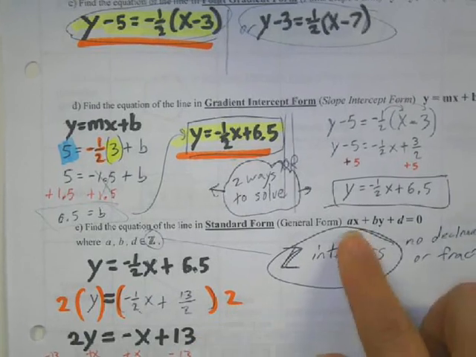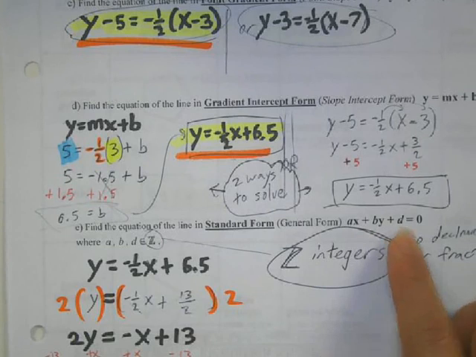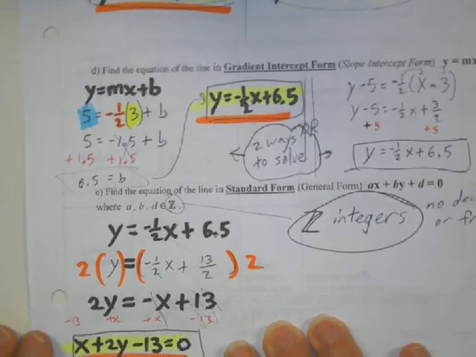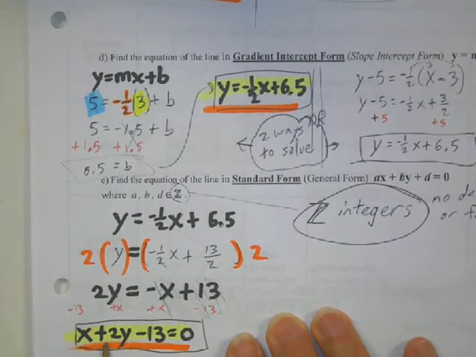I want to have everything on one side of the equal sign. So I can add x on both sides, and I can subtract 13 on both sides. And so by doing that, that goes away, and that goes away, and then I end up with x plus 2y minus 13 equals 0.